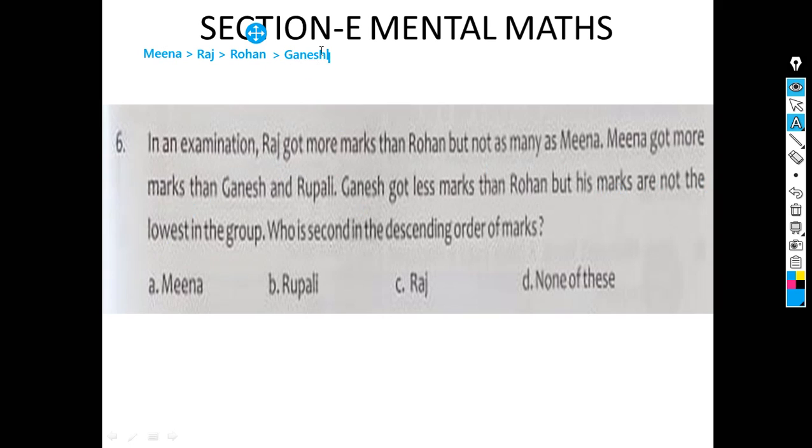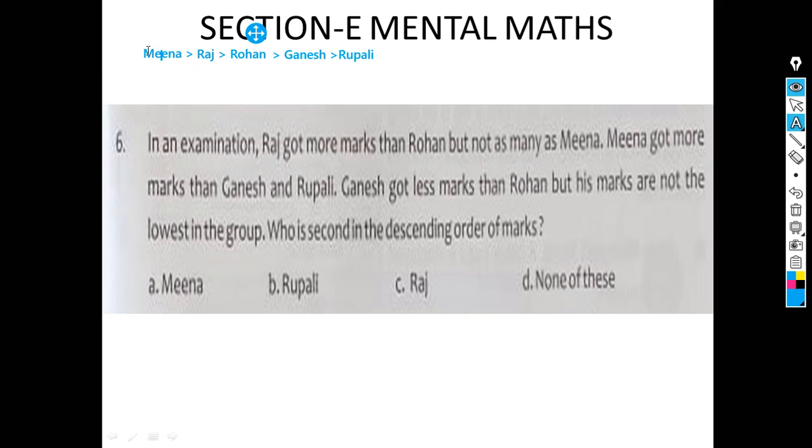Till now we have solved the question, but here we can see Ganesh's marks are the lowest as per the solution so far. But the statement says Ganesh's marks are not the lowest in the group. If Ganesh's marks are not the lowest, then who is left? Rupali. So Ganesh's marks are greater than Rupali's. Only one is left, that is Rupali. So Rupali has the lowest marks in the group.